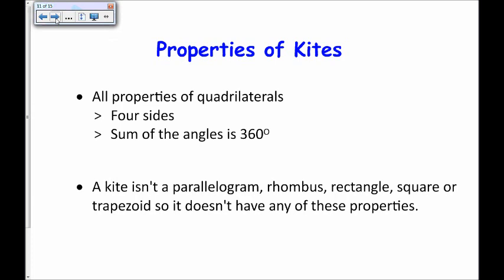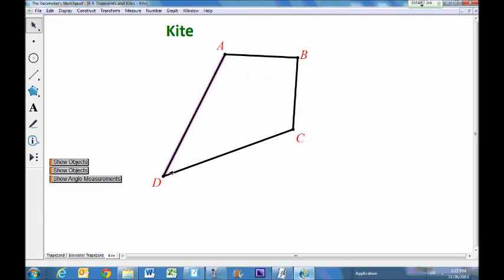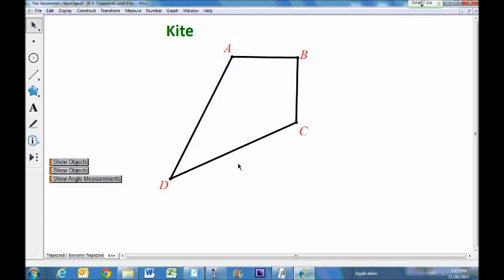Now for the properties of kites. A kite is a quadrilateral and so has four sides and the sum of the angles is 360. A kite isn't a parallelogram, rhombus, rectangle, square, or trapezoid, so it doesn't have any of these properties, but it does have some other properties. Let's go back to Geometry Sketchpad. I've drawn a kite here.